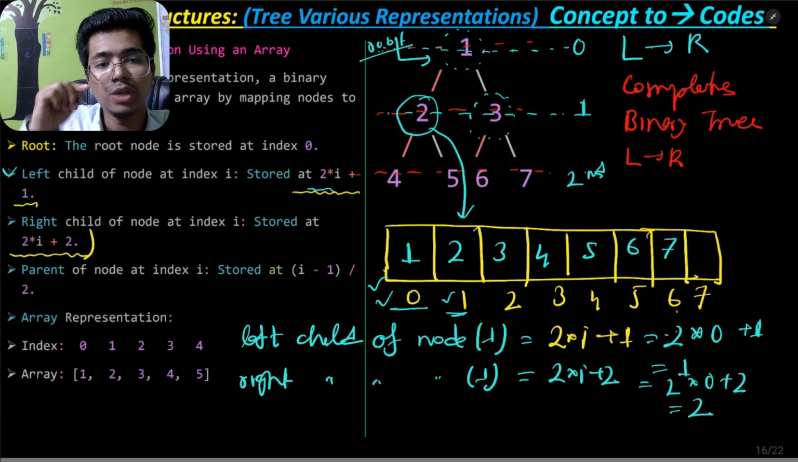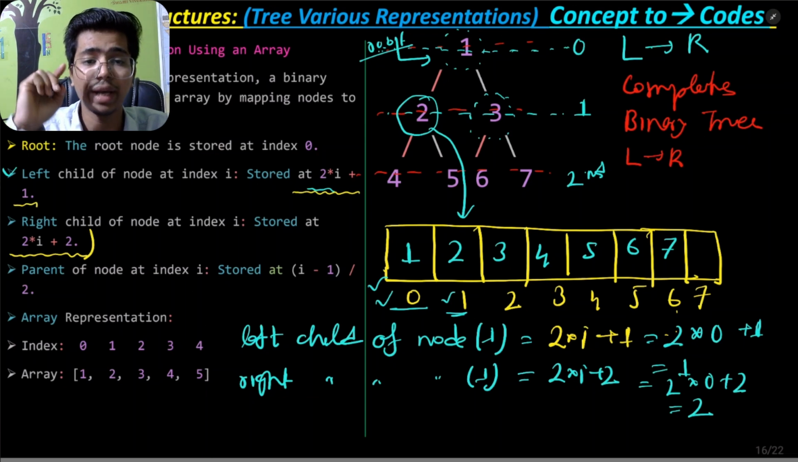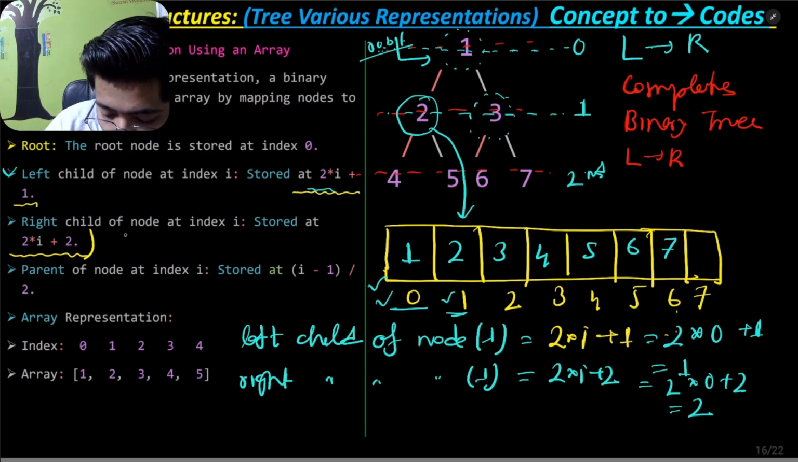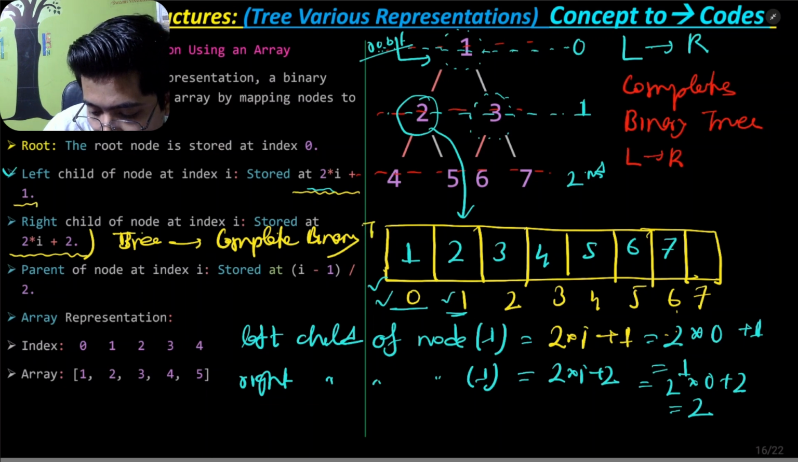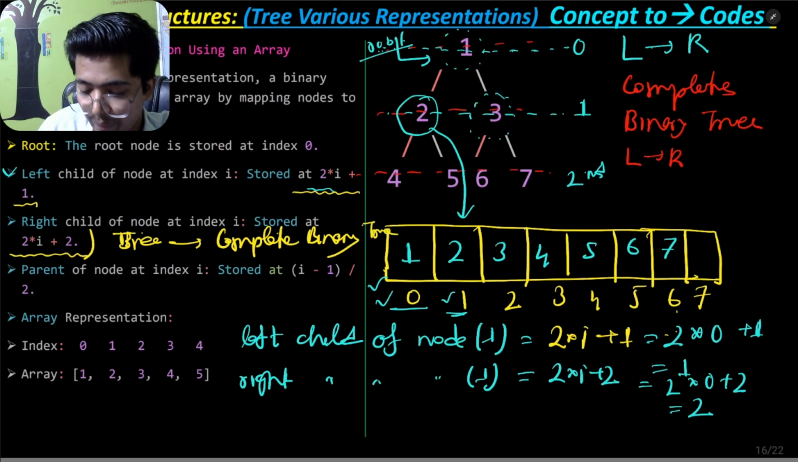And this applies only when we are utilizing a complete binary tree. So if we get any binary tree, first we'll be converting that, whatever tree we get, into a complete binary tree. Okay, now the parent. Suppose we have to find the parent of 7.